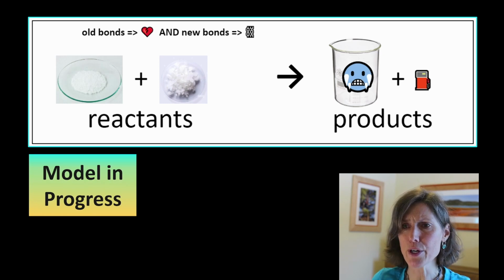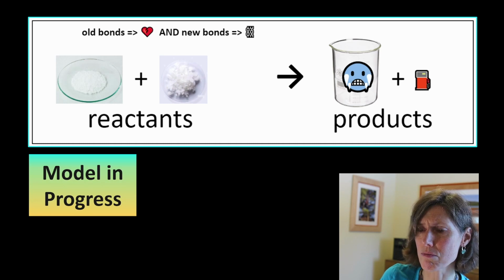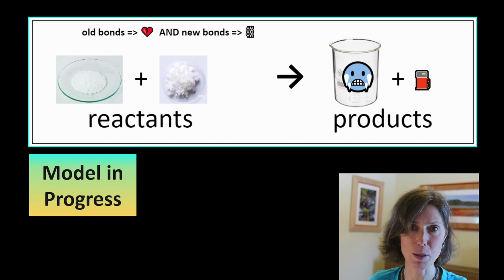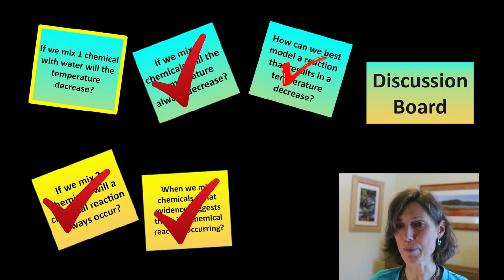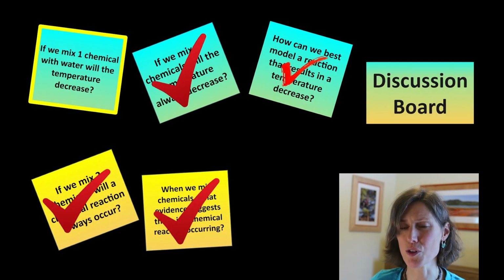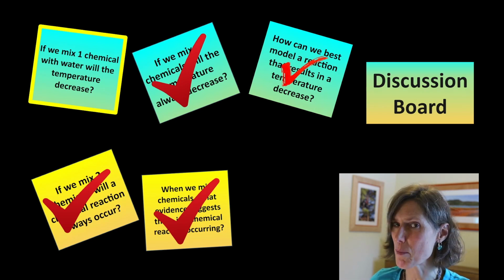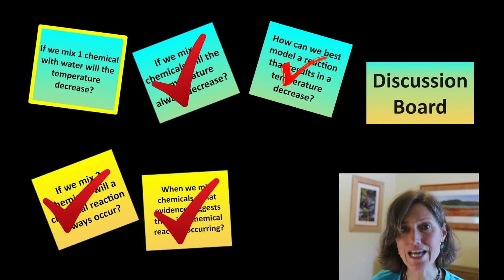All right, so maybe that means old bonds are broken, new bonds are formed. So this is considered our model in progress. Let's keep going. So back to our discussion board. So maybe we've now answered that model question. We might come back to it later. And here we are on our next question.